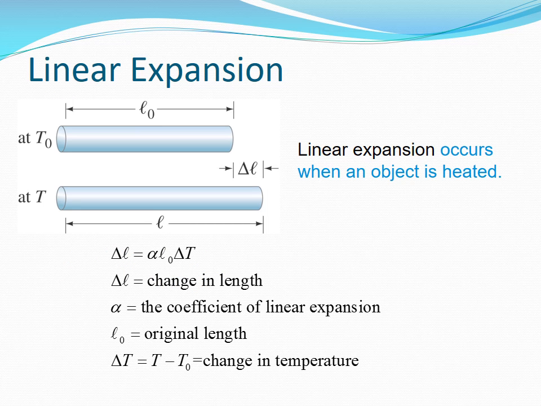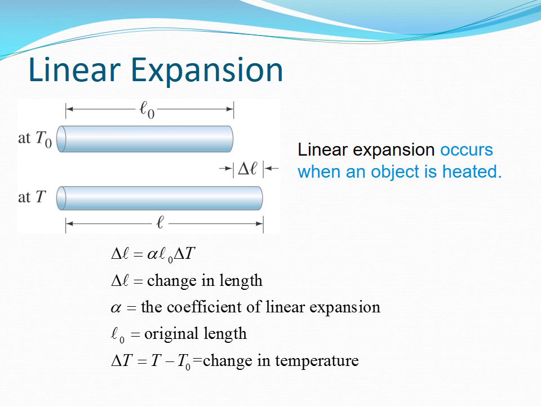At some initial temperature, T sub 0, the rod in the picture has a length L sub 0. After heating it to a temperature T, it now has a new length, L. The new length is L equals L sub 0 plus delta L, where the change in length is delta L. The linear expansion formula is then: the change in length, delta L, is equal to the coefficient of linear expansion of the material times the original length times the change in temperature.